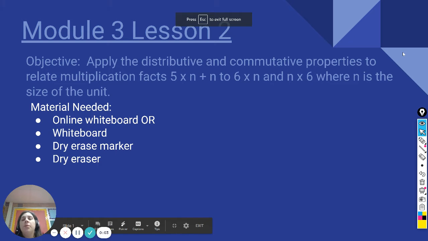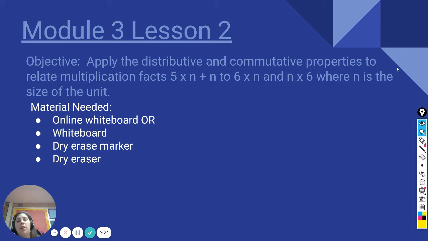Okay, today we're going to continue with Module 3, Lesson 2. On Friday, we were working on an IXL skill with the distributive property, and it was a bit of a struggle. So today we're going to go through some of those examples from IXL. We're going to work through them together, and then I'm going to give you the rest of the work time to finish up your IXL from Friday.